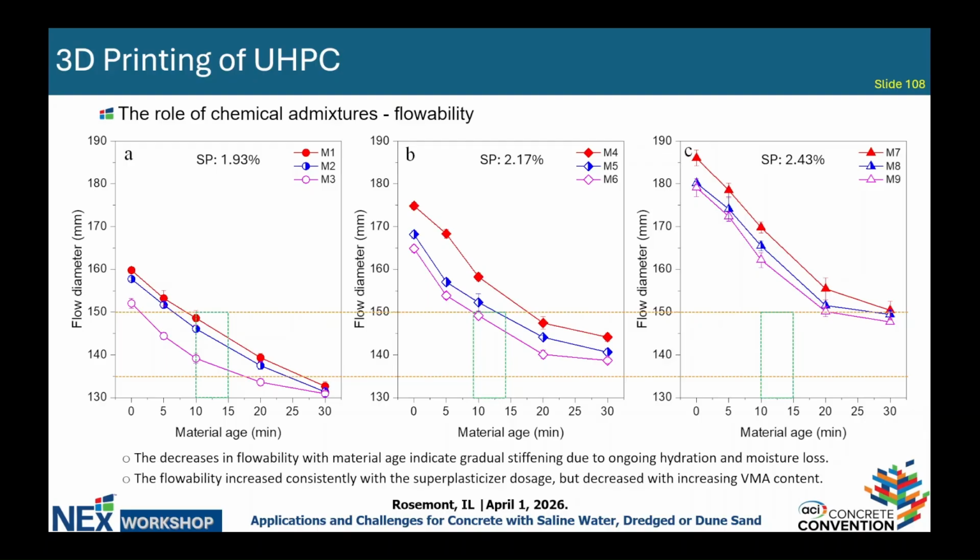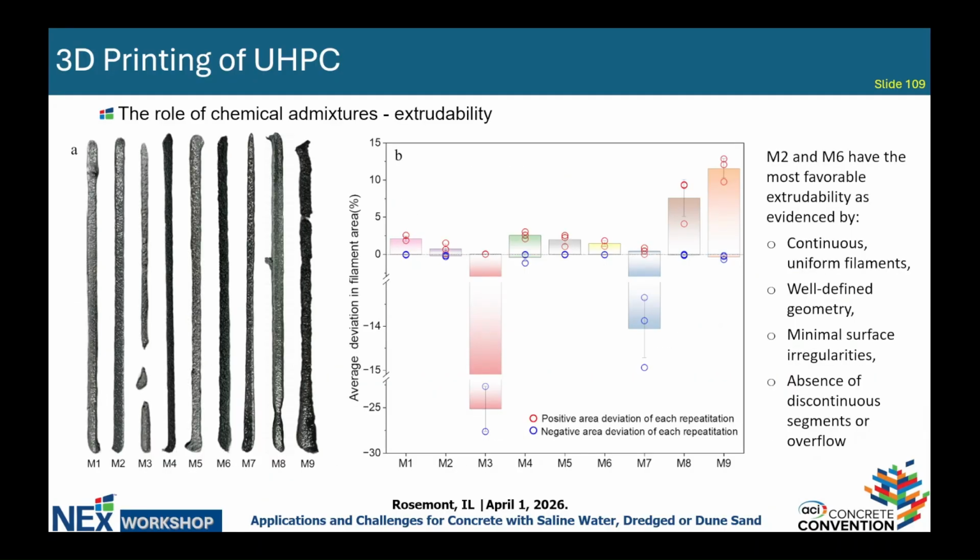So in order to confirm our finding, we did the extrudability test by printing a single straight line. And we have multiple repetitions for each group. But you can see, I just show the most representative filament from each group over here for comparison. You can get a very clear idea that some groups like M3 have discontinuous segments over here. That means it's not good. And some mixes like M9 overflowed, over-extruded, so it's not good as well.